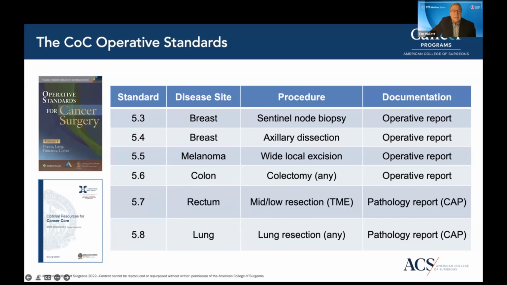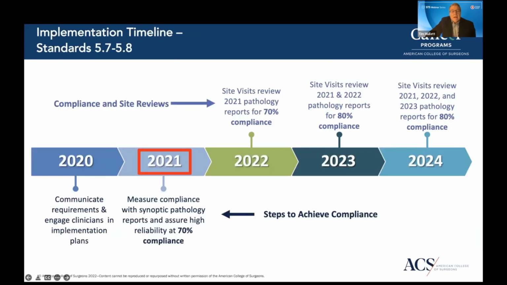All of these pieces of information are coming from the operative standards for cancer surgery, and the specifics of the standard are described in the Optimal Resources for Cancer Care, the current manual for the Commission on Cancer standards. Standard 5.8 for lung is that any procedure performed with curative intent for lung cancer is going to be measured based on what's described in the pathology report. And that pathology report measurement begins from 2021.